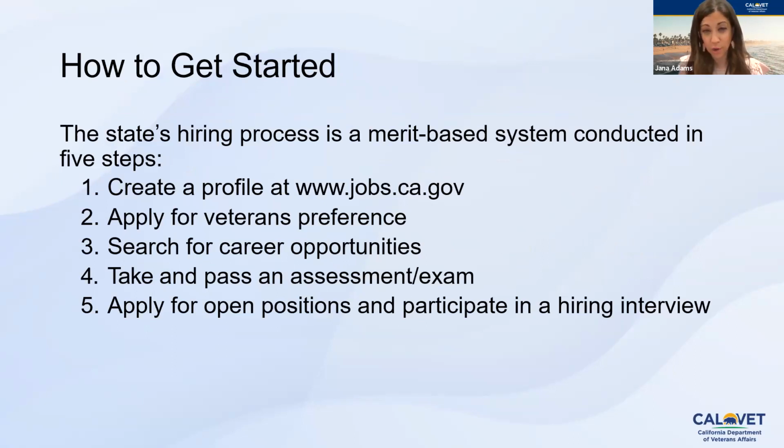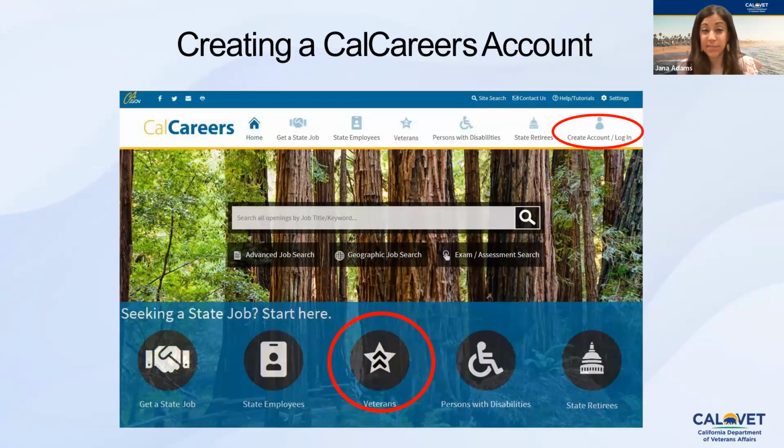Okay, so how to get started. I'm going to run through this kind of quick. If anyone is wanting to apply for the state and you have more questions, please reach out to us. That way we can help you out. But really, you're going to go to jobs.ca.gov. I'm going to show you what that website looks like in just a second here. You fill out a profile. You can apply for veterans preference. You search for any jobs that you're looking for. You do have to take and pass an assessment or exam to get any job with the state or to promote up with the state. And then you can apply for open positions and participate in the hiring interview. Seems pretty easy. So this is how you do it.